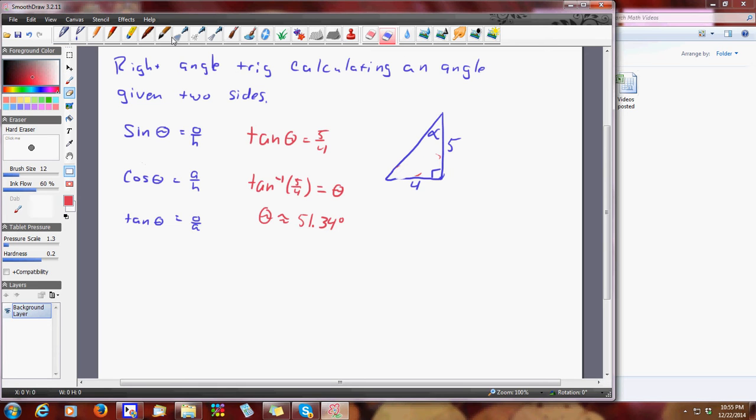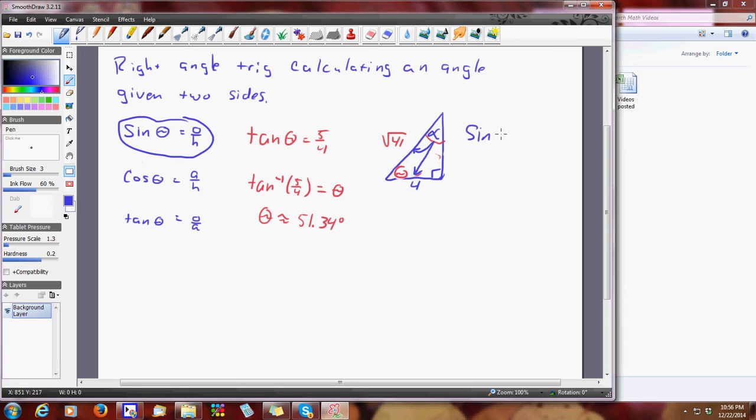So now that I have that, I'm going to do the same thing, except I'm going to do it for alpha. And now let's say I knew that this was radical 41. No, I didn't know that this was 5. All right. So I'm going to go back. I'm going to take a look. I'm going to say, all right, well, what information do I know? I have an opposite side, and I have a hypotenuse. So I know that my sine function uses opposite and hypotenuse.